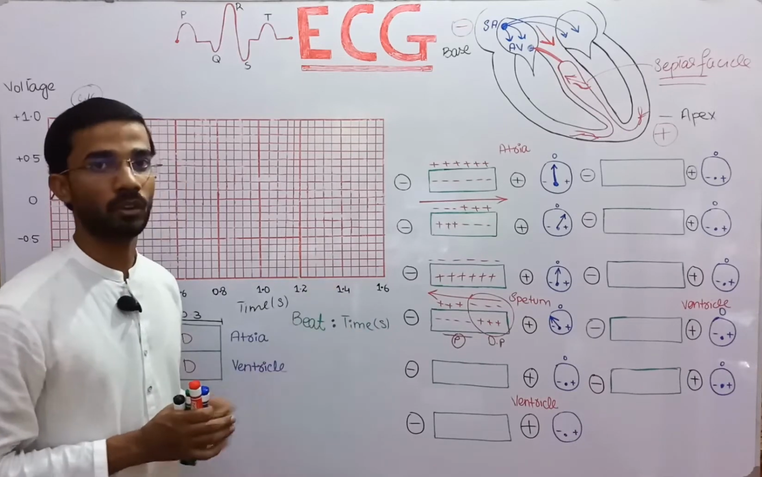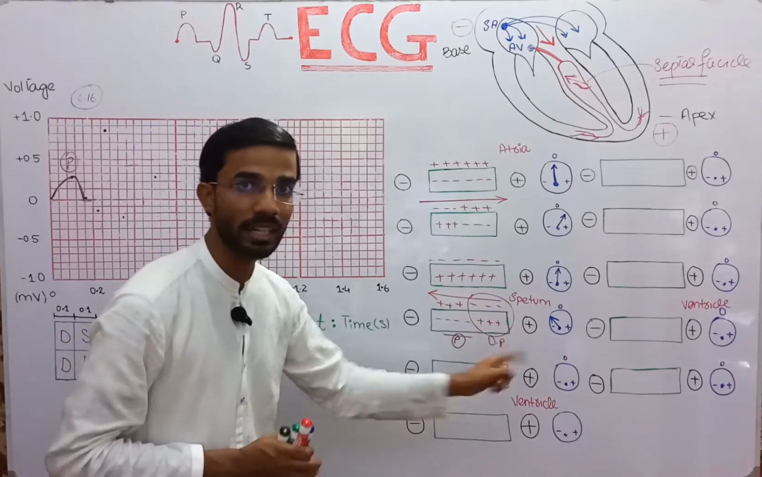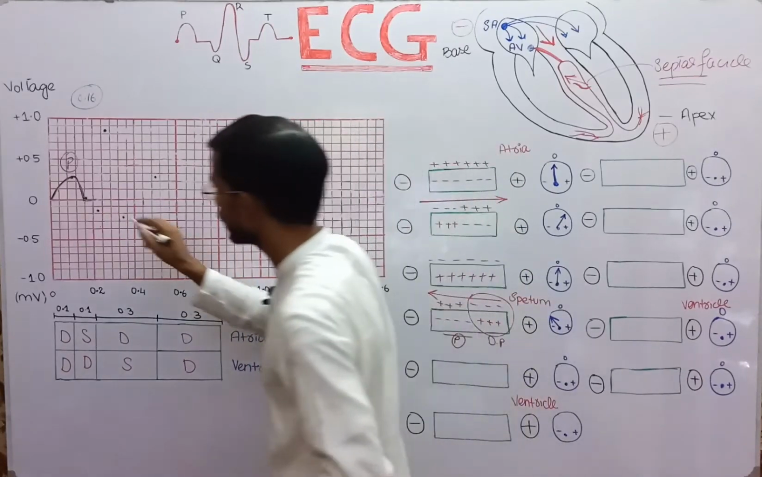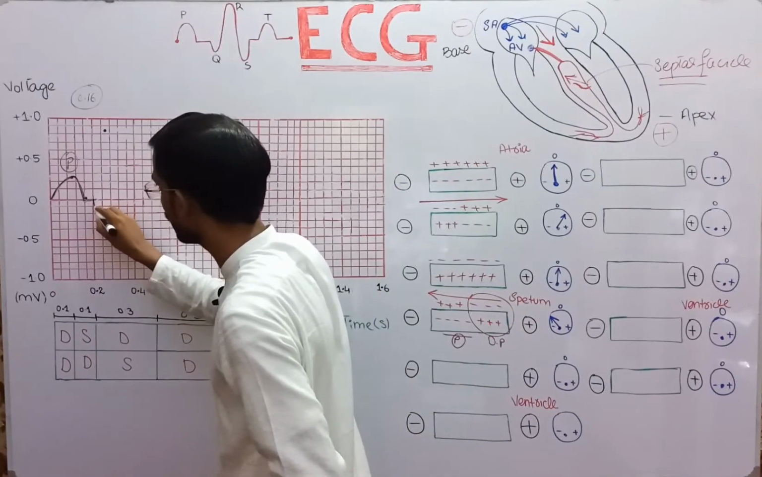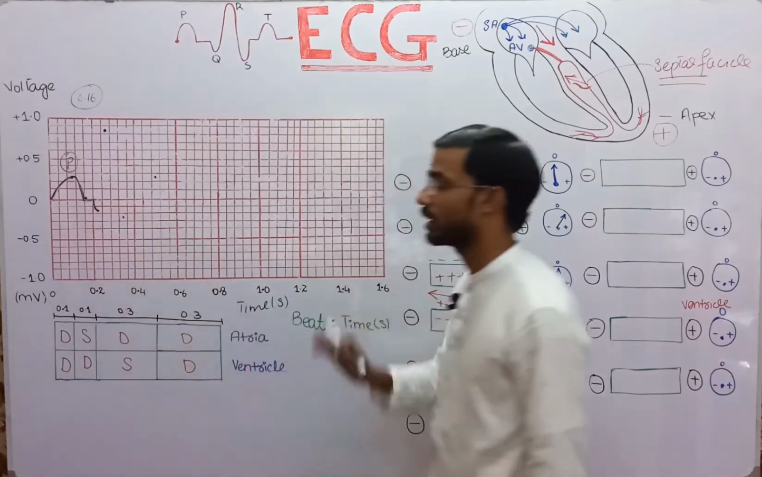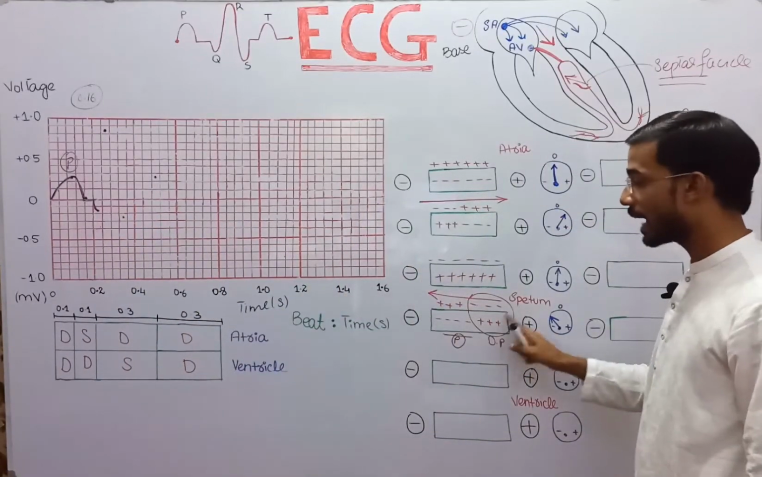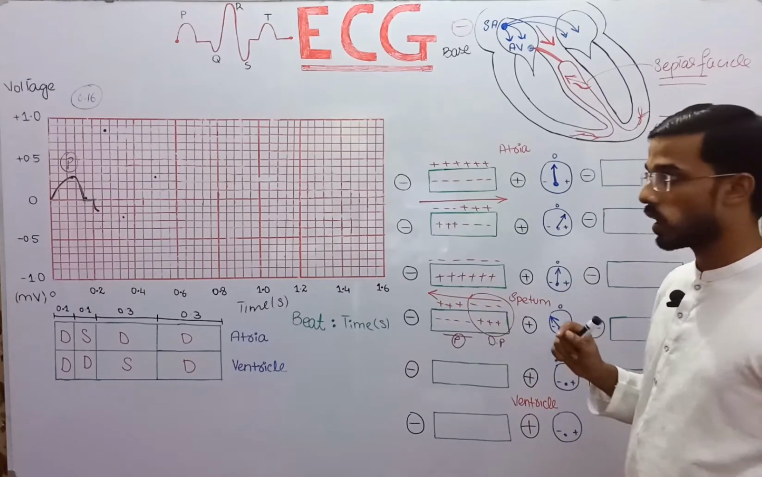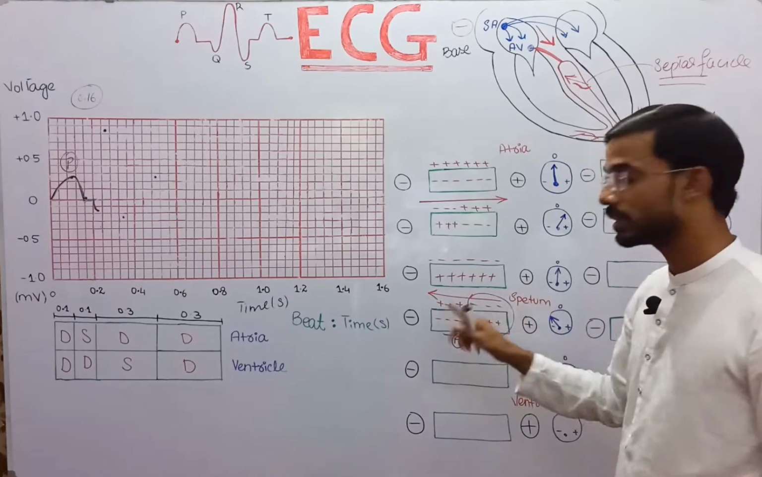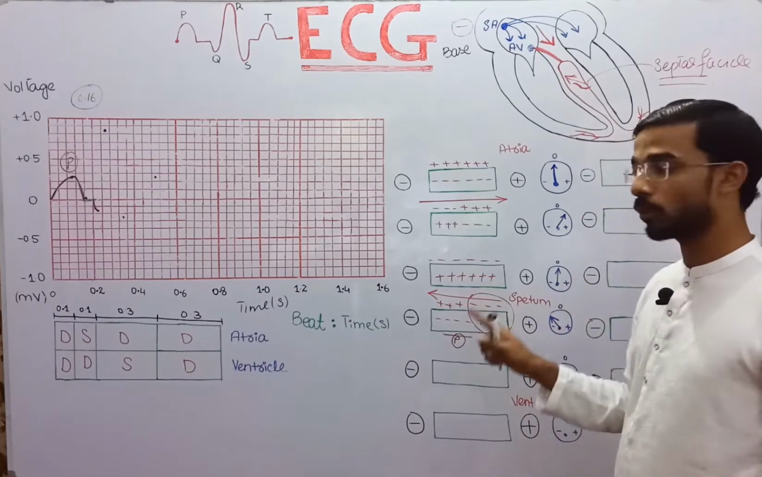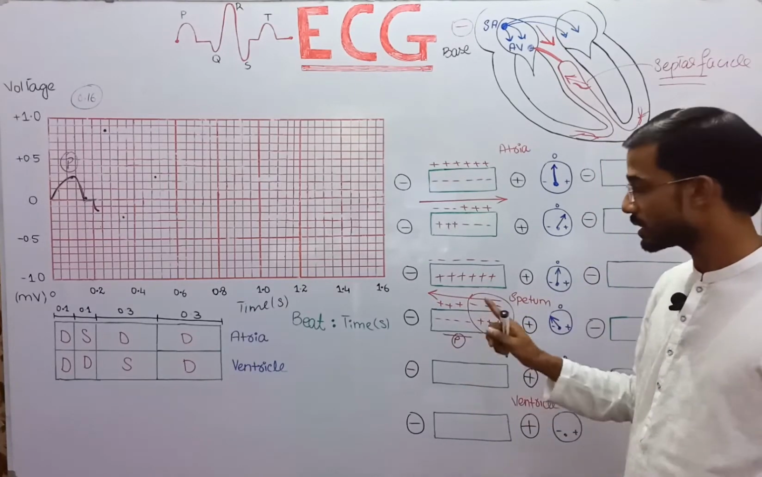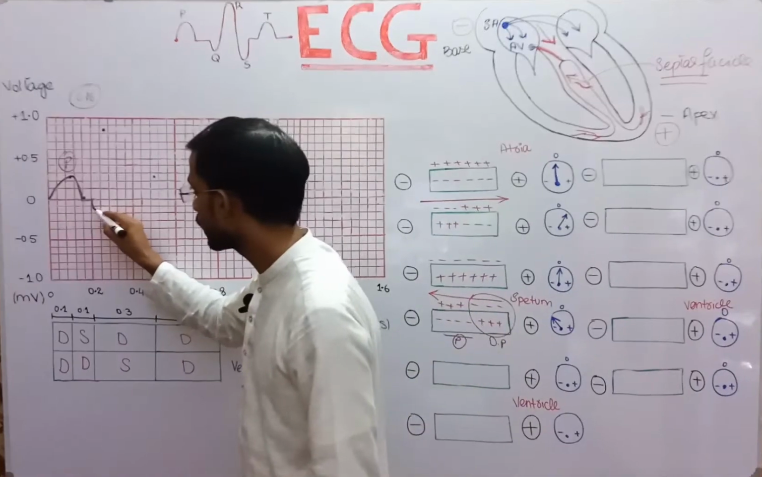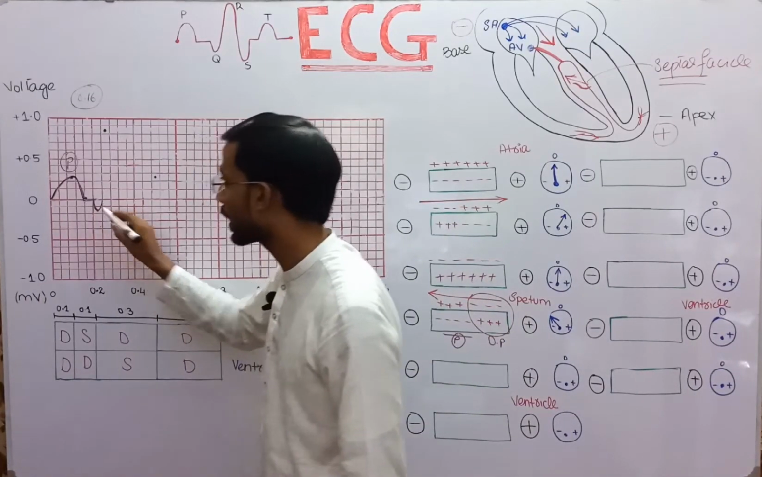What will happen on the graph? Negative deflection, it means the graph will move in the negative direction. Here you can see the graph moves in the negative direction, and this process proceeds continuously. When all the cells of the septum become depolarized, the voltage will again become zero.